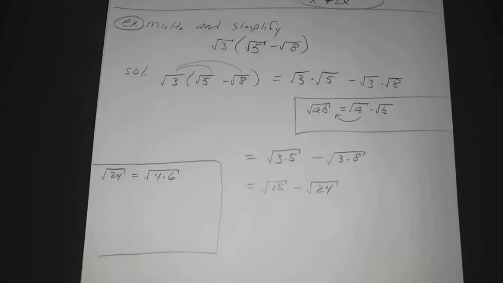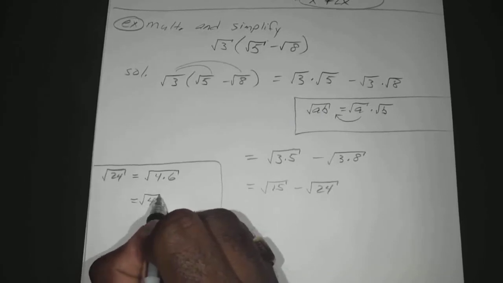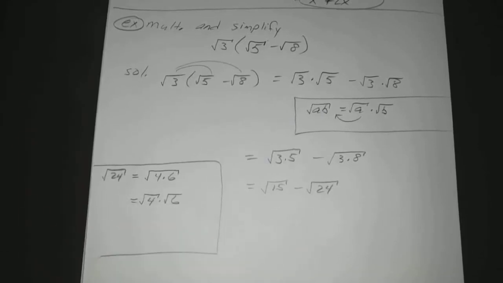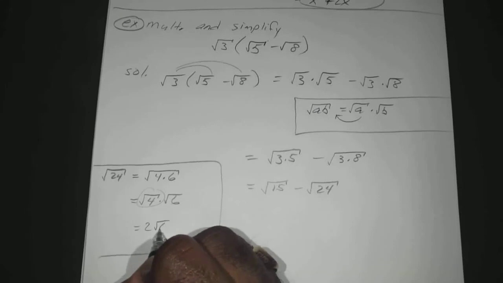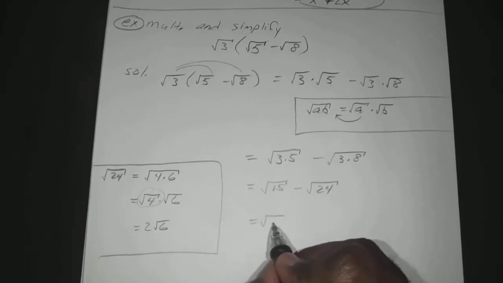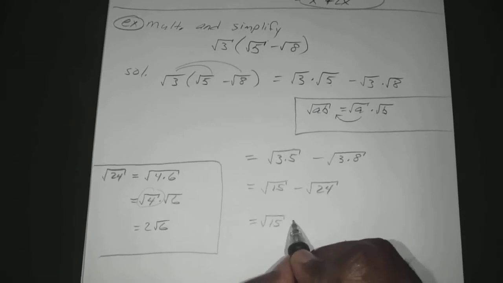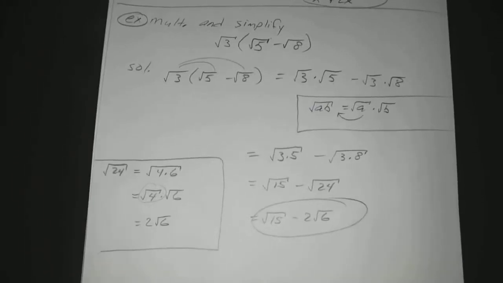Okay, so if we go ahead and just separate those, that would be square root of 4 times square root of 6. Square root of 4, we know that's just 2. That's just 2 square root of 6. So this simplified answer will be square root of 15 minus 2 square root of 6. So you always want to be on the lookout for those perfect squares.